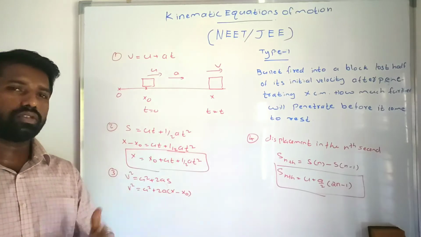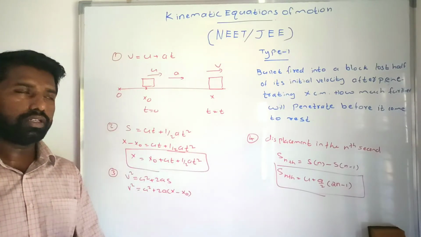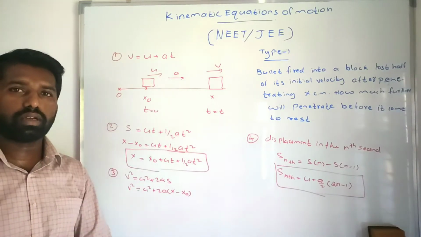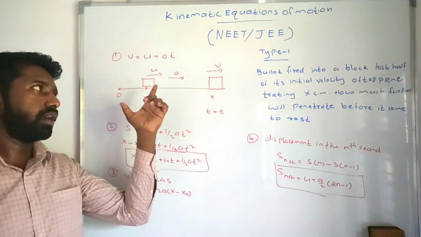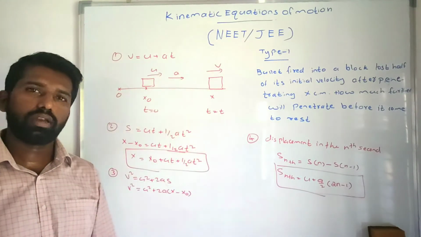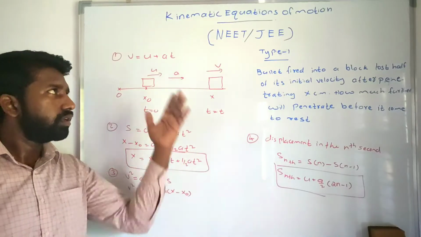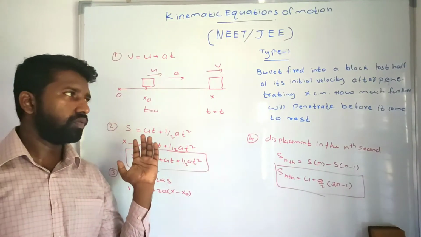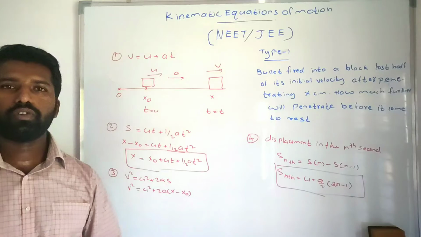In this, you have to remember the condition: a must be uniform acceleration and the body must be moving in a straight line. This is about the equations of motion. Now we can go to the types of problems.